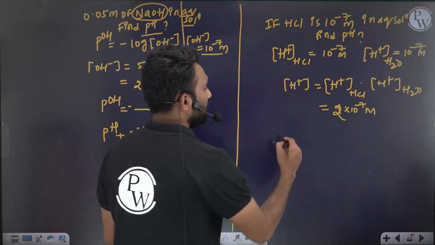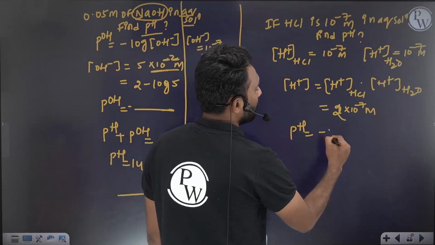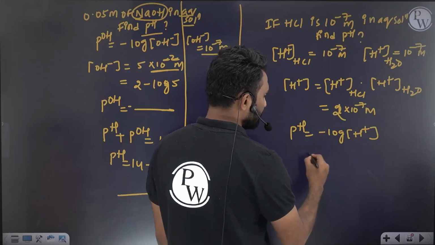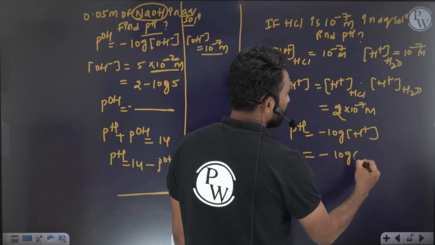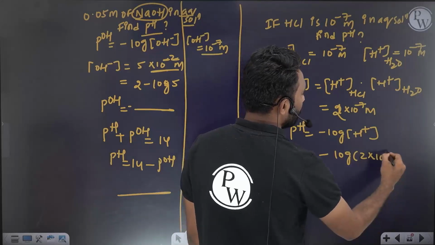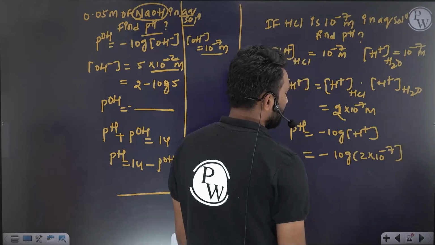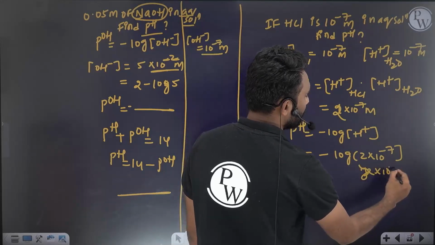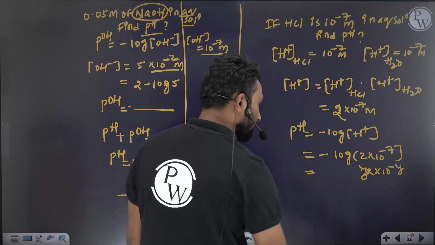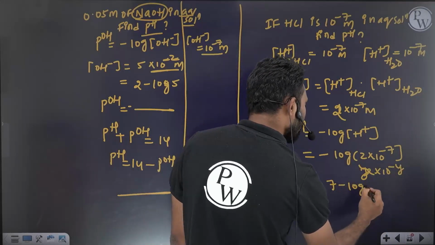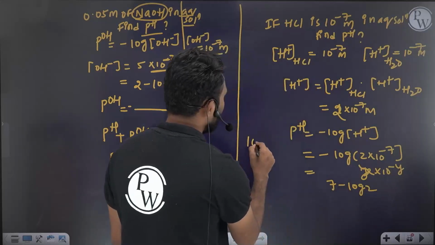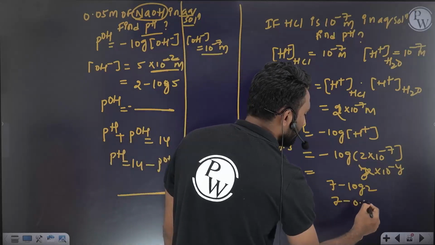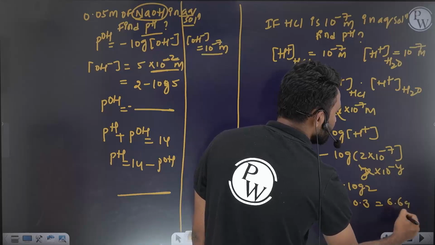Now find the pH. pH is equal to minus log H plus ion concentration, minus log of 2 into 10 to the power minus 7. Now this is in the form of x into 10 to the power minus y, so it will become 7 minus log 2. Log 2 value is approximately equal to 0.3. 7 minus 0.3 will be equal to 6.7 approximately.